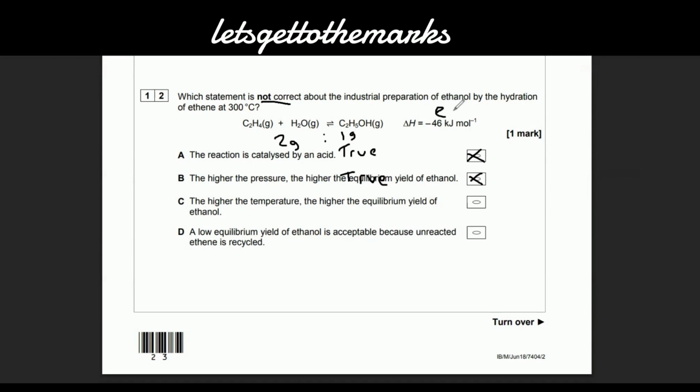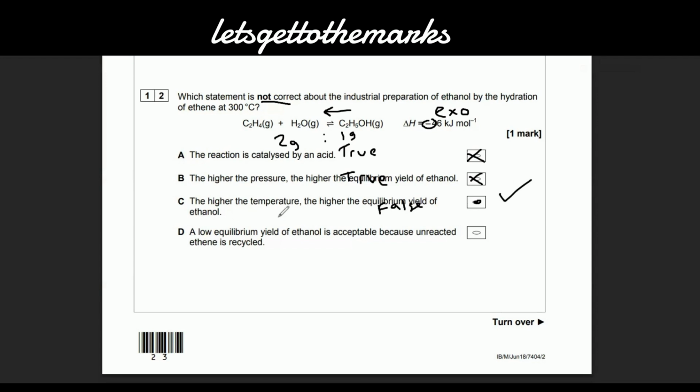The higher the temperature, the higher the yield of ethanol. It's exothermic. You can tell from the negative sign here, right? So if you increase the temperature, it's going to shift to the endothermic side because Le Chatelier says a reversible reaction will always shift equilibrium position to oppose the change you've made. So if you make it hotter, it's going to shift to the cold side, which is the endothermic side. So this is incorrect because increasing the temperature will give us a rubbish yield of ethanol. So this is the false statement and therefore is the correct answer.